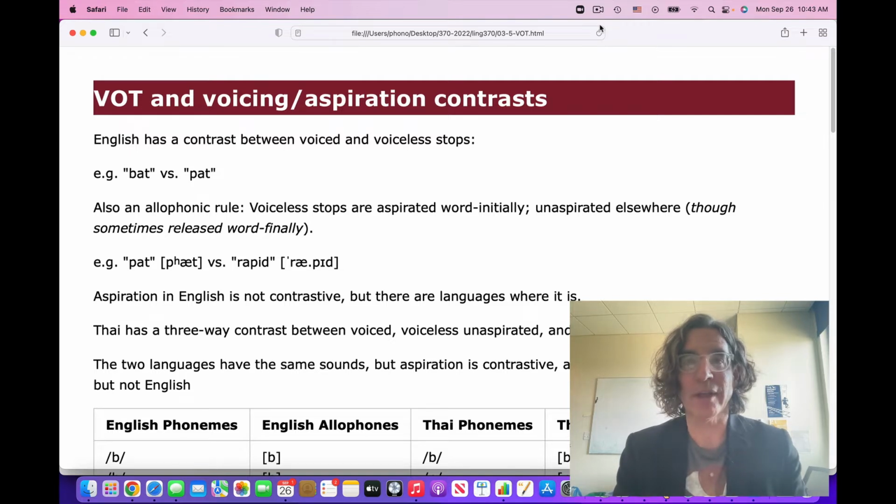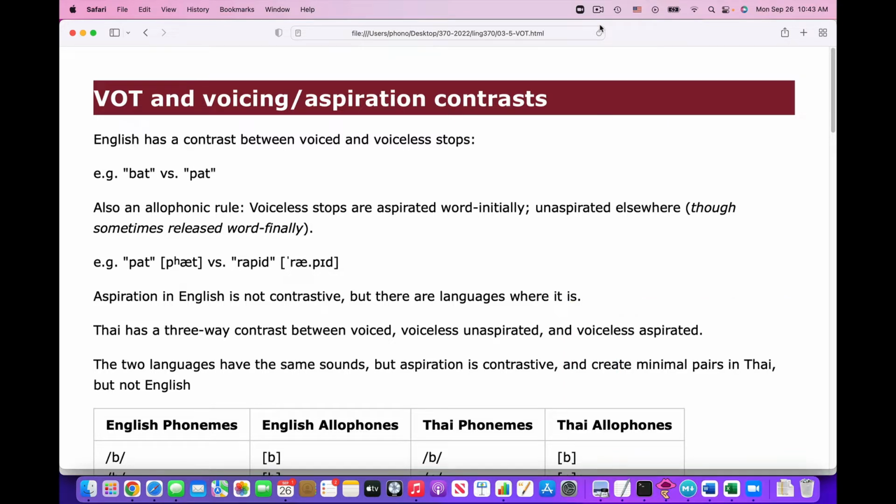So we've talked about English, which has the two-way contrast between voiced and voiceless stops, bat versus pat, along with an allophonic rule that supplies aspiration to English voiceless stops, basically word initially and unaspirated elsewhere, although in one of our discussion sections we'll talk about the finer details there. Aspiration is not contrastive in English. It's predictable, therefore not contrastive. But there are languages in which it is contrastive, and Thai is one such language.